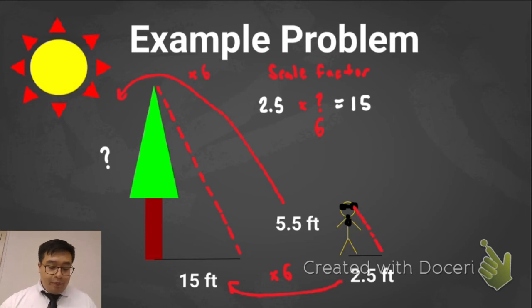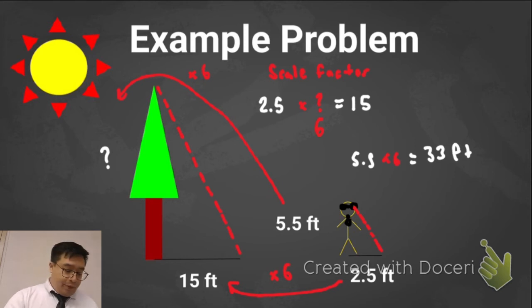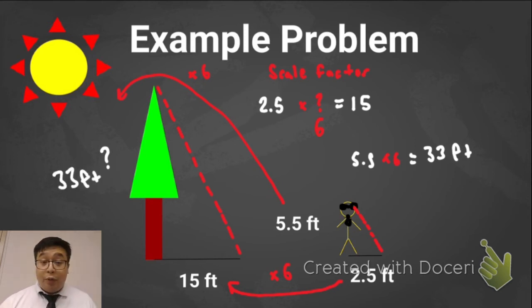So what would be the height of the tree? If my height is around 5.5 feet, and I'm stretching it by times 6, what would be the height of that tree? So we're going to do 5.5 times the scale factor, and that's going to be 33 feet. So the height of the tree is 33 feet. Any questions about how we use scale factor to figure that out? All right, let's take a look at our next example.